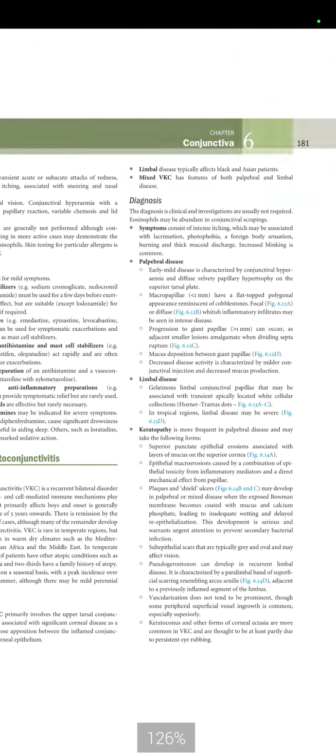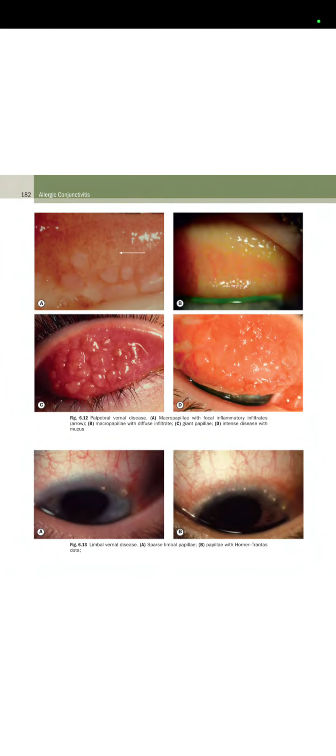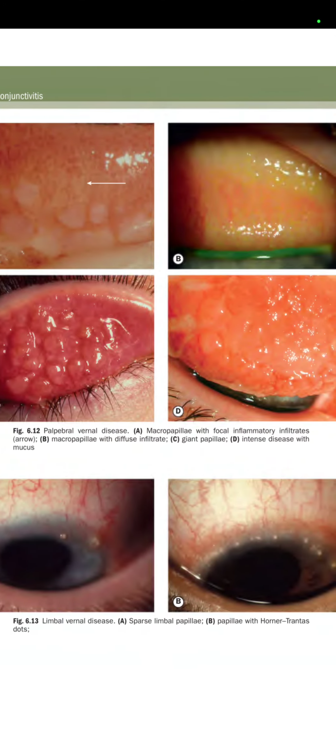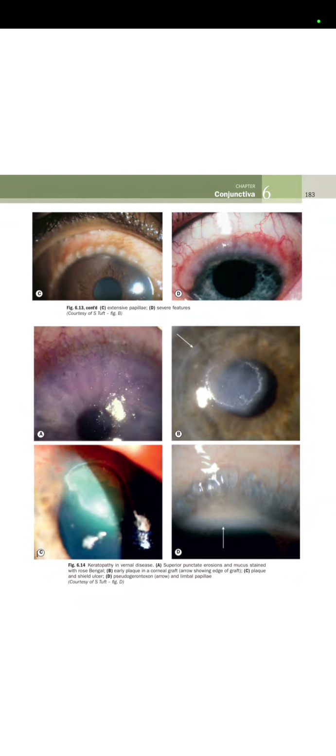So you can see figure 6.13 A to C. A is showing sparse limbal papillae, B is showing papillae with Horner Trantas dots. C is showing extensive papillae, and D is showing the severe feature.